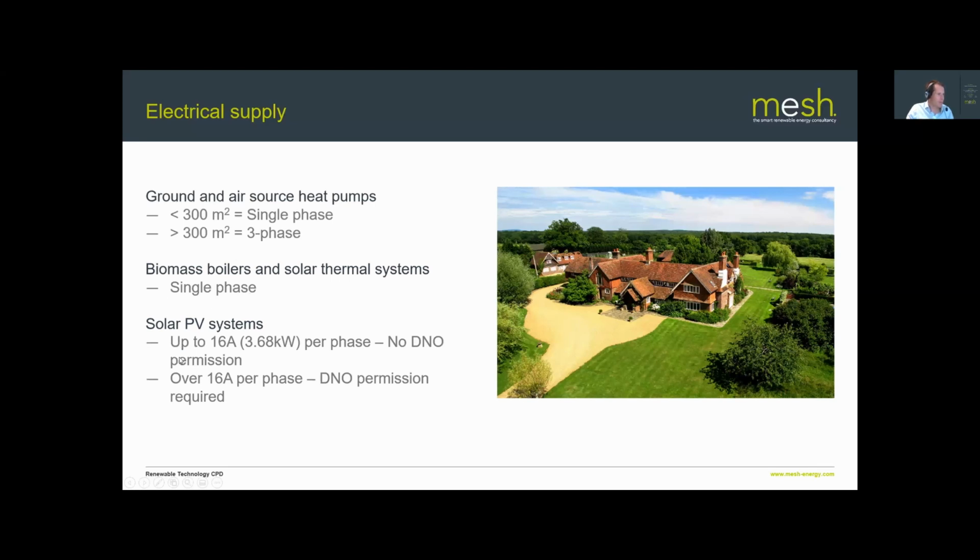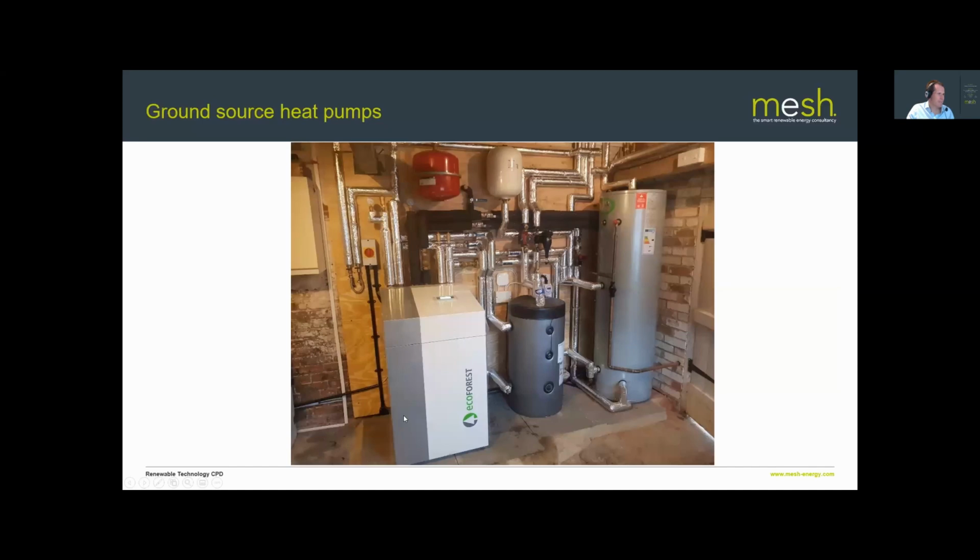Solar PV systems: you're allowed to export to the grid up to 16 amps per phase, so that's 3.68 kilowatts for a single phase supply, or about 11 kilowatts for a 3-phase supply, without having any permission from the DNO, which is the distribution network operator. If you're going over 16 amps, then you need to get permission. In most cases, that's obtainable fairly easily.